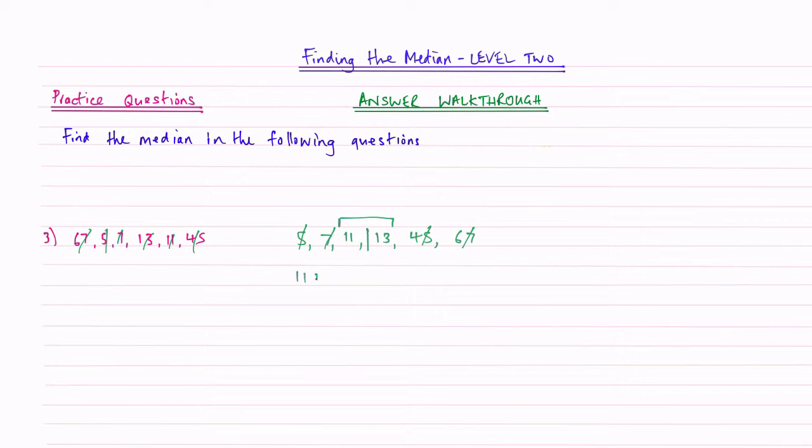Add together 11 plus 13 gives me 24. Half this. 24 divided by 2 is going to give me 12. So my median for question 3 is 12.